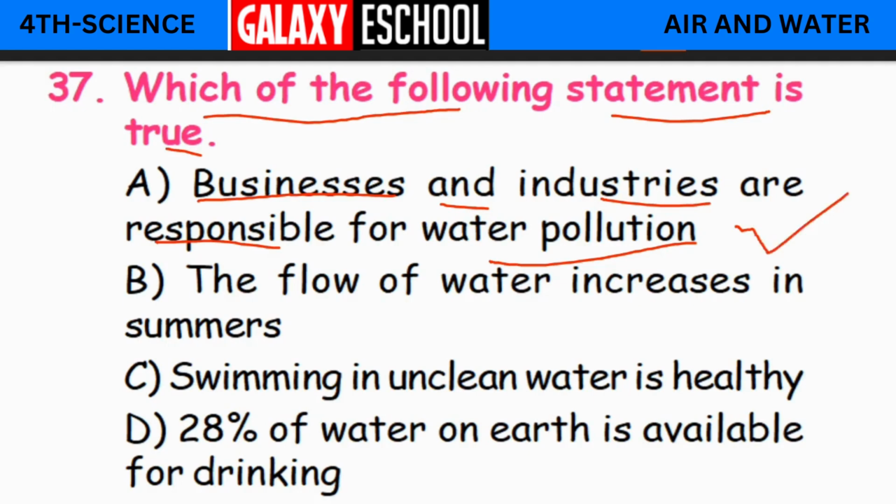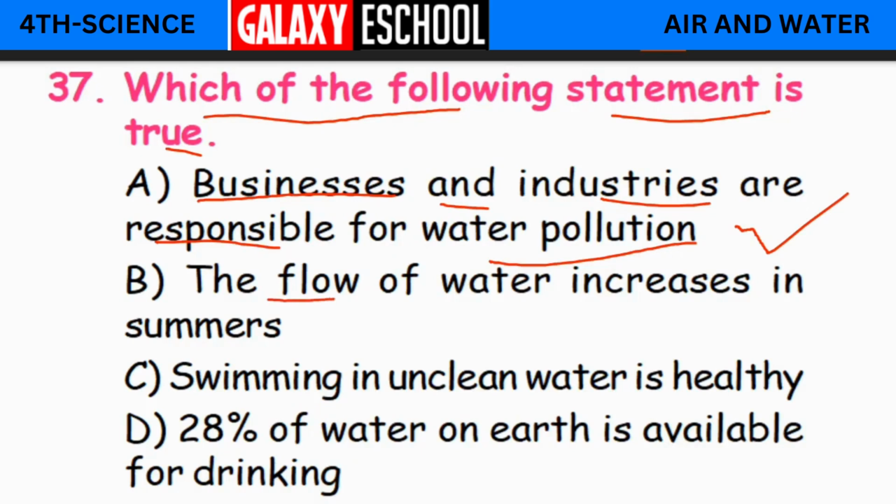Why? Because of so many business activities and fast growing industries, so much waste from these organizations is going to lead to water pollution. All the waste like oils, minerals, chemicals, all that is sent out and mixed in the water bodies. So that is why it leads to water pollution. So this is true.